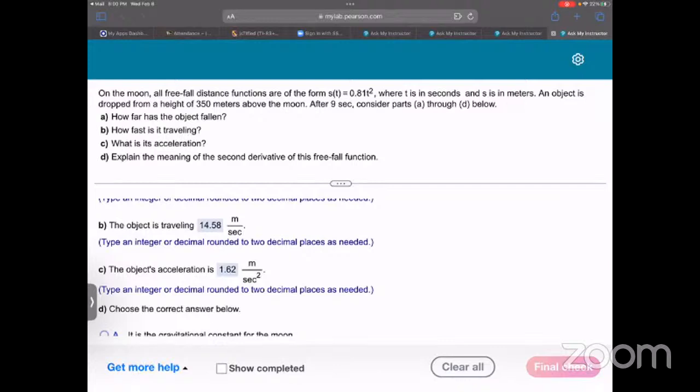So it's basically like the power rule. The 2 comes down, and then you subtract 1 from the exponent. So it's 2 times 0.81 times 9. Wait, times 9? Mm-hmm. Because we're still considering it being 9 seconds, and the t still persists. I feel like I should write it out. I'm just being a little bit lazy. Oh, good job.